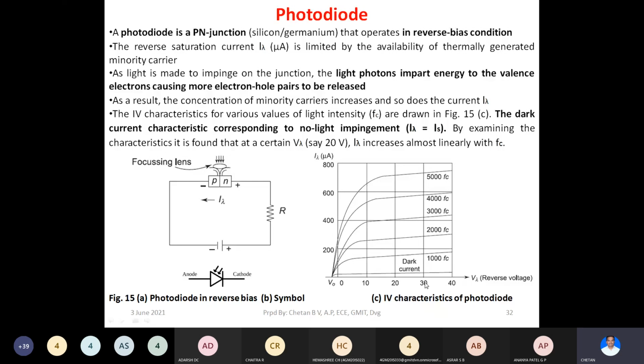And here you can see the VI characteristic. This is just for study purpose. You need not worry much about this VI characteristic. Here you can see the first line, which is indicated as dark current. So what is this dark current? Dark current is the minimum amount of reverse saturation current that flows through this reverse biased diode when no light is falling on it, right? So you can consider this dark current as the current when no light falls on this p-n junction diode. That is the dark current.